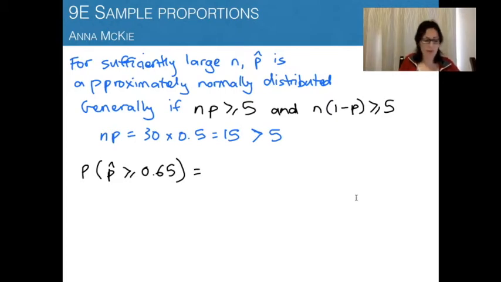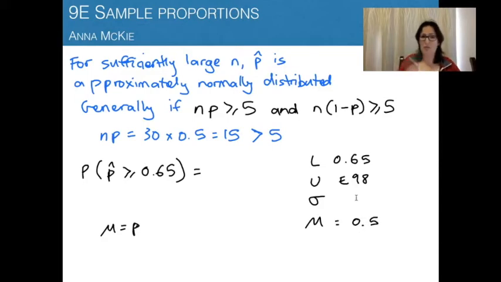The values that we're going to put in NCD, we need a lower and upper, a standard deviation and a mean, as opposed to an N and a P. What is our lower? It's going to be 0.65. Our upper, because we're using normal here, we don't stop at 30, we're going to go to infinity. So the way we write that is E98, which is 1 multiplied by 10 to the power of 98. Our mu, as we've discussed before, is the same as our proportion, and that is 0.5. And our standard deviation is what we calculated right at the beginning of this example, which was 0.0913.